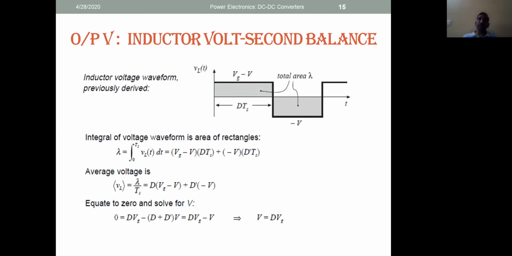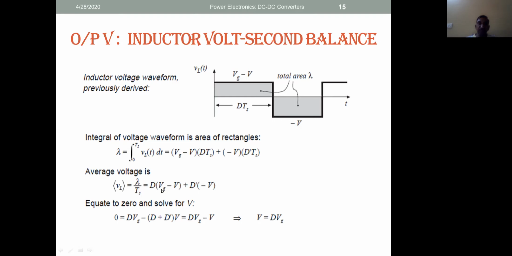So how to get the output voltage based on the volt-second balance, meaning for one switching cycle. Consider the inductor voltage waveform in an idealistic manner during the on period and off period. So if I take an integral from 0 to Ts for the inductor voltage, which comes to Vg minus V during the on period and minus V during the off period, multiplied by D into Ts every time, so that I can get the integration for a complete cycle. That gives me the average voltage, lambda by Ts, because I want to find it out for one cycle.